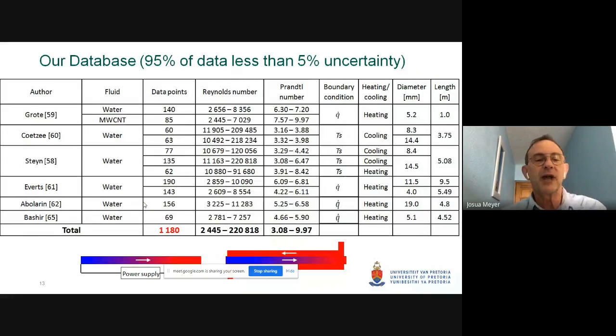What was different from our database, except that we had a large database, was that 95% of our data had uncertainties of less than 5%. So it gave us the opportunity to make very good comparisons with what was done previously in literature and to identify which of those equations were actually the most accurate. It also gave us the opportunity to revise these equations so that we can have a more accurate equation. Next slide, please.